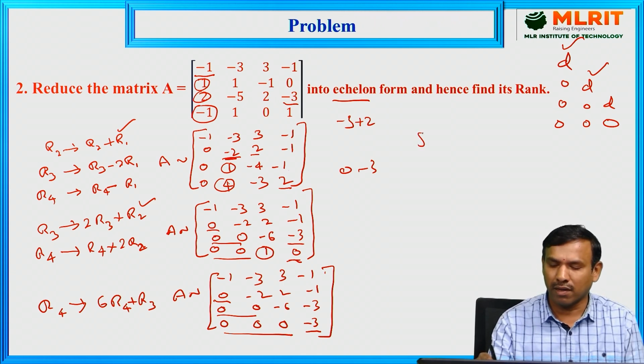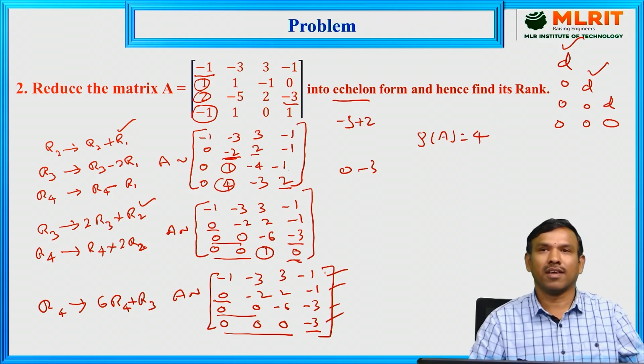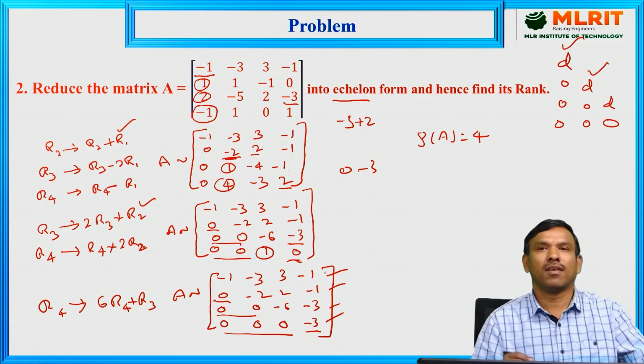So the rank of the matrix is the number of non-zero rows: 1, 2, 3, 4. So 4 is the rank of the matrix. Right? The number of non-zero rows. So this is echelon form.